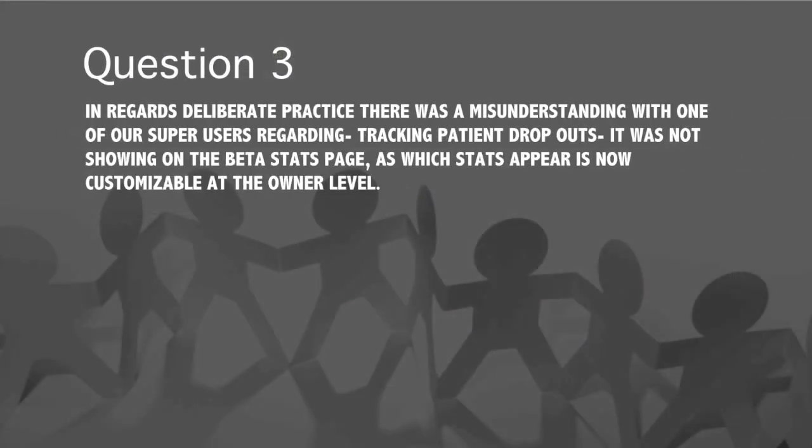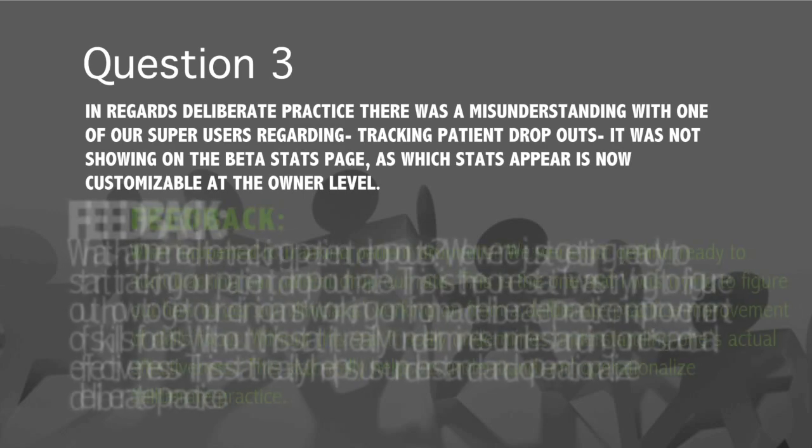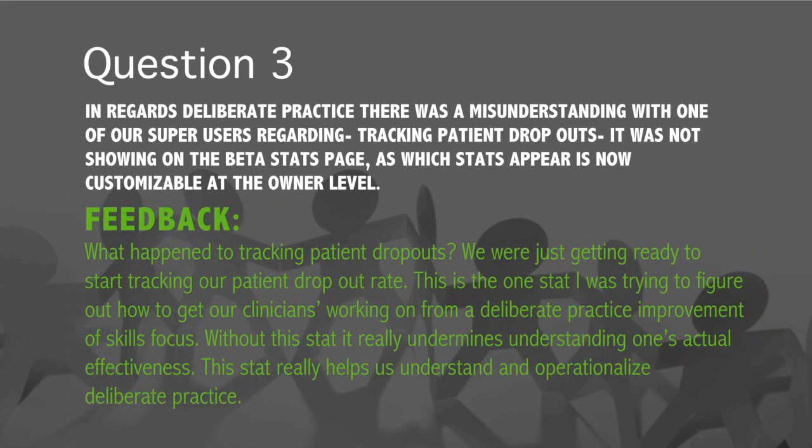Okay, the next one is also related to deliberate practice, and somebody was really upset with me because the super users were in a beta site where they started at the administrative level, and not all of the features were turned on. At the owner level, you may know, Scott, you can now customize the name of your report as well as which reporting features you want to show.